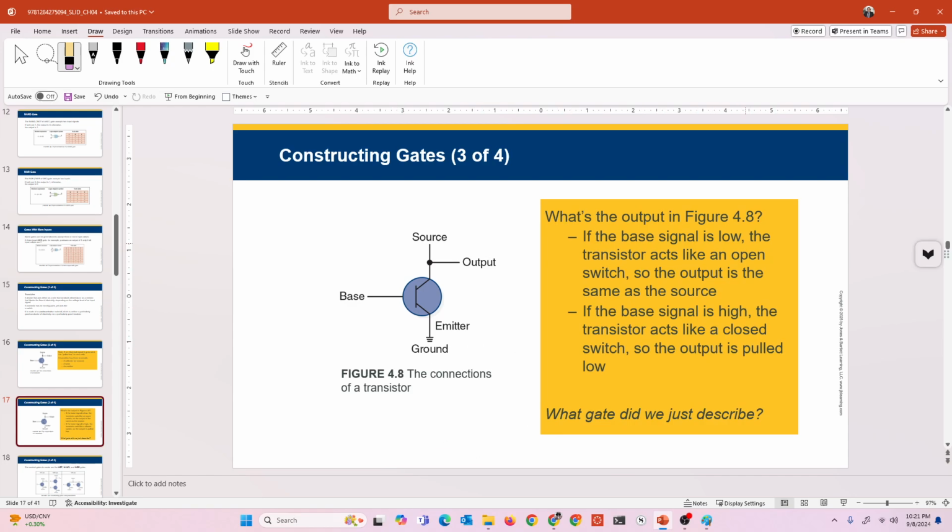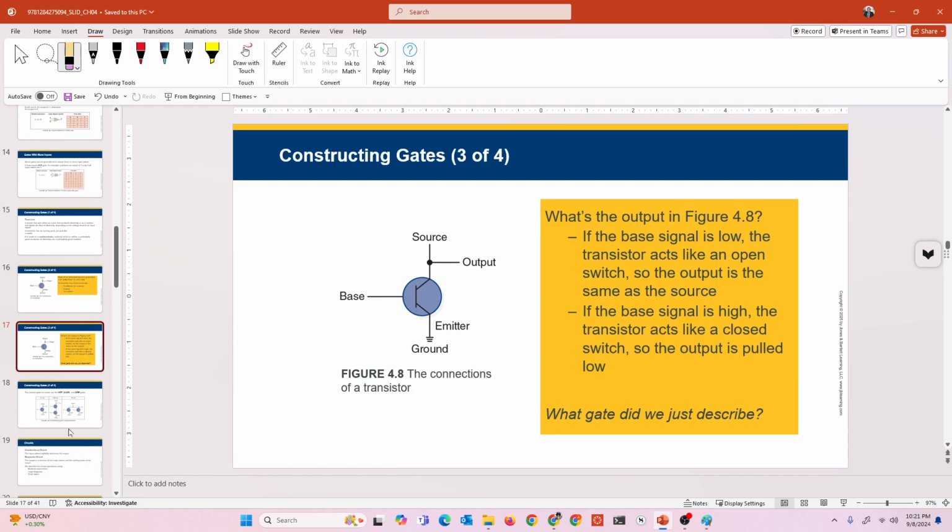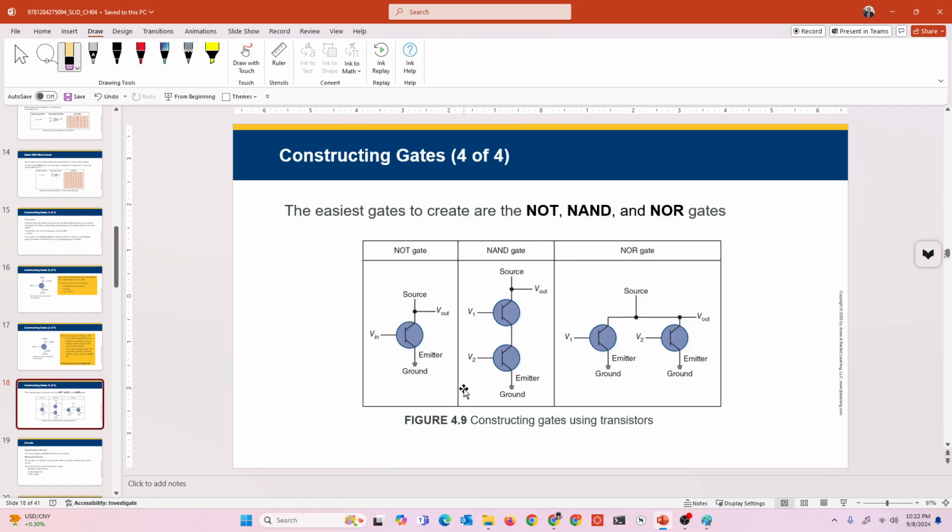So what are the outputs? If the base signal is low, the transistor acts like an open switch. We already explained all that. Now, let's see different things. See how the representation now is with transistors for different types of gates. Don't get too confused. Don't get too intimidated. It's very simple. Look at it, okay?